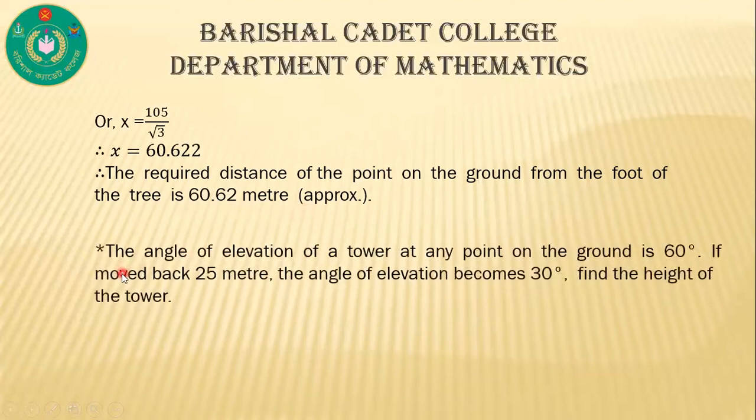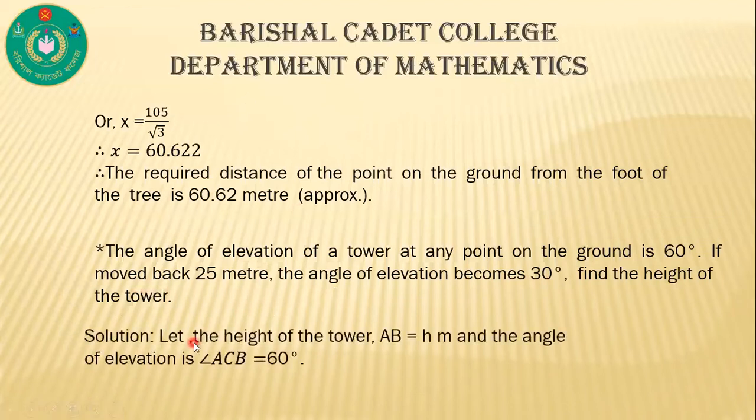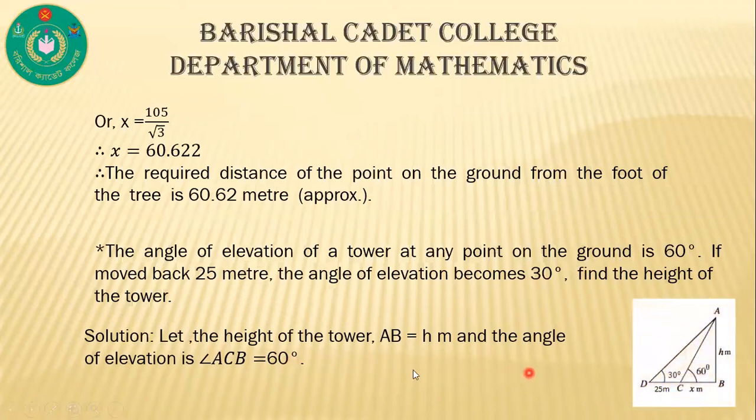Now another question. The angle of elevation of a tower at any point on the ground is 60 degrees. If moved back 25 meters, the angle of elevation becomes 30 degrees. Find the height of the tower. Solution. Let the height of the tower AB be h meters and the angle of elevation ACB be 60 degrees. It moved back 25 meters.